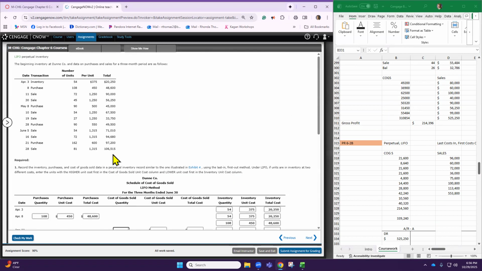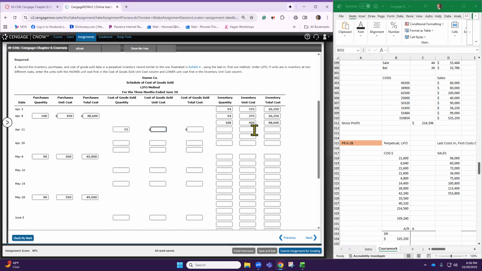Okay, the first sale is going to be 72 and last in are the first out. Okay, so 72 times 450, okay, is 32,400. So you bring that old layer down, it's going to carry down. And then if you take 108 and subtract 72 from that sale, we now have 36 at a cost of 450. And then 36 times 450 is 16,200.